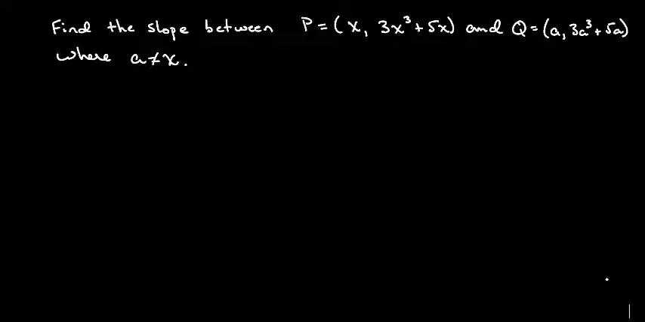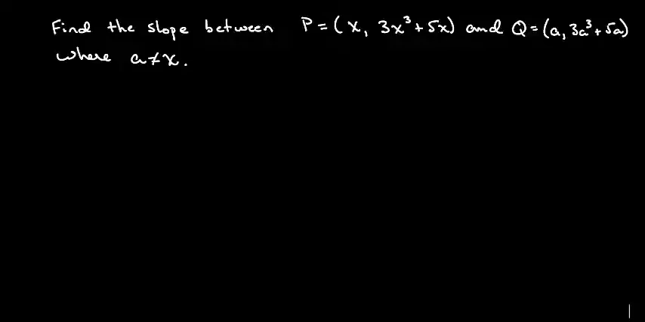Here we need to find the slope between 2 points. We're given a whole bunch of variables, and we're going to go ahead and do the computation. But what's important about this problem, and what students often ignore, is this right here. This is a is not equal to x. But why would they put that on there? As I work through this problem, I'm going to show you why if a was equal to x, we would have an issue.